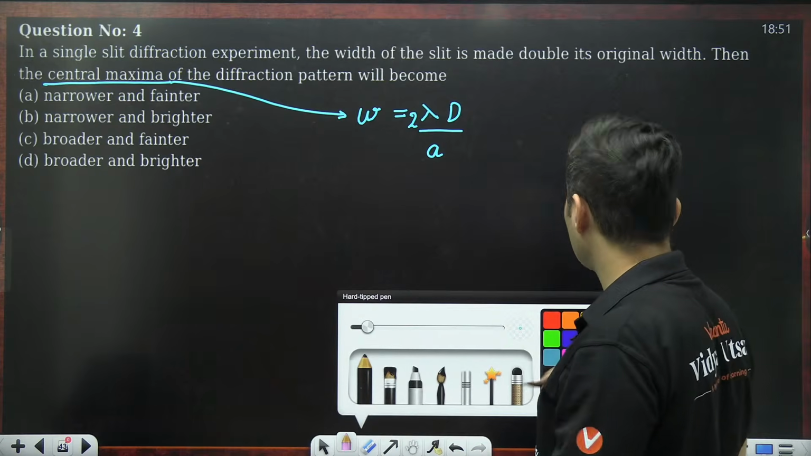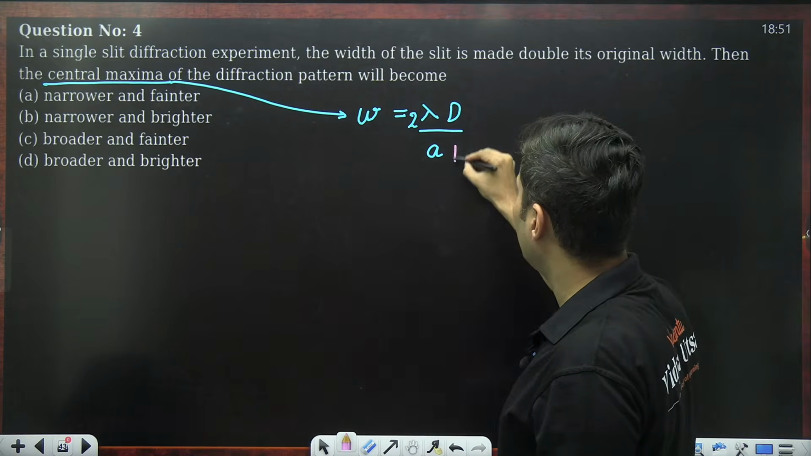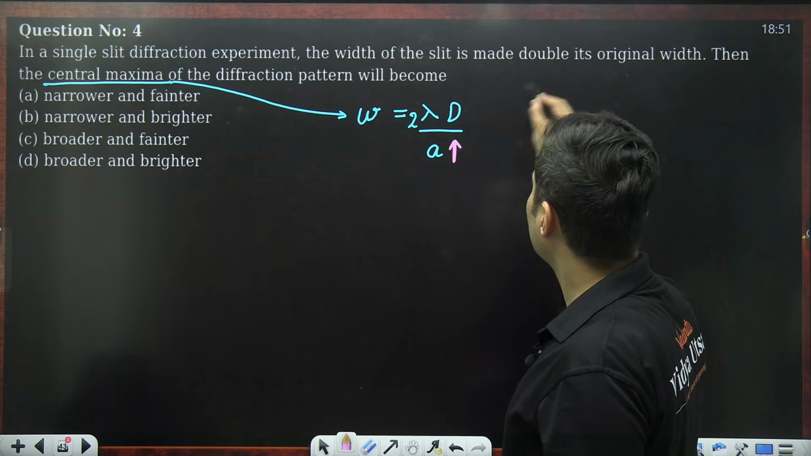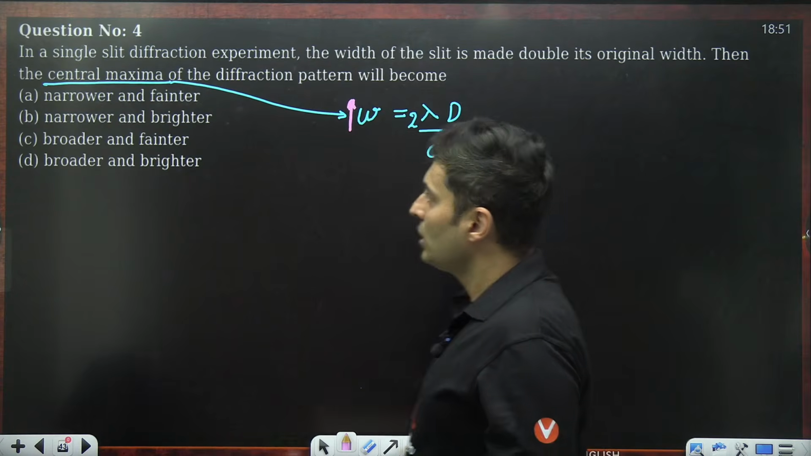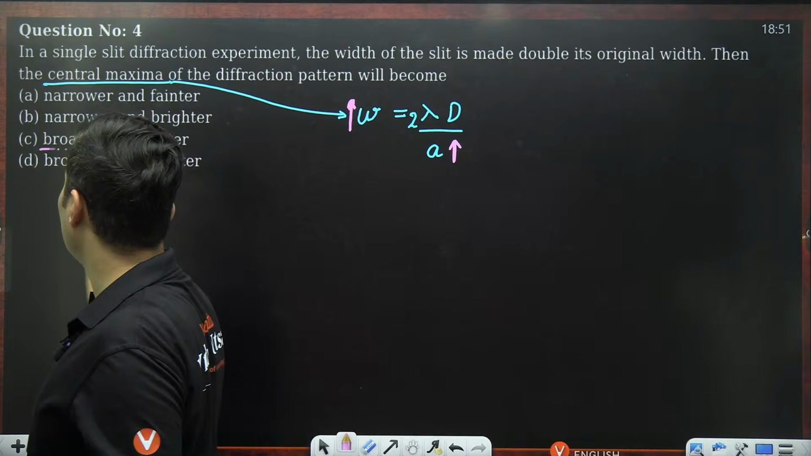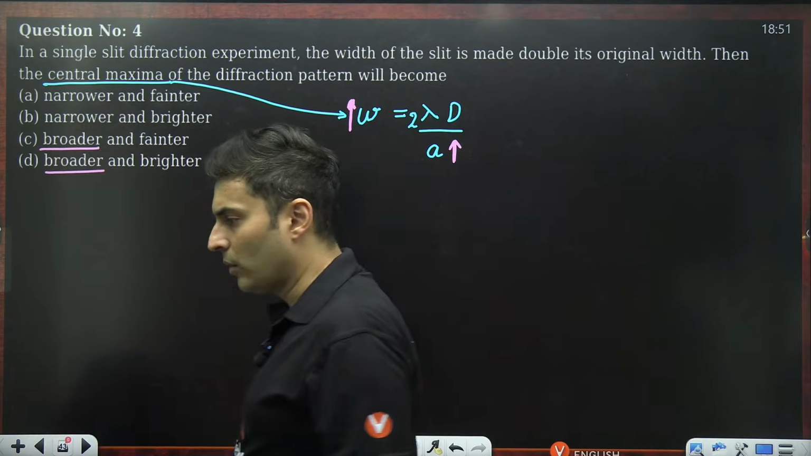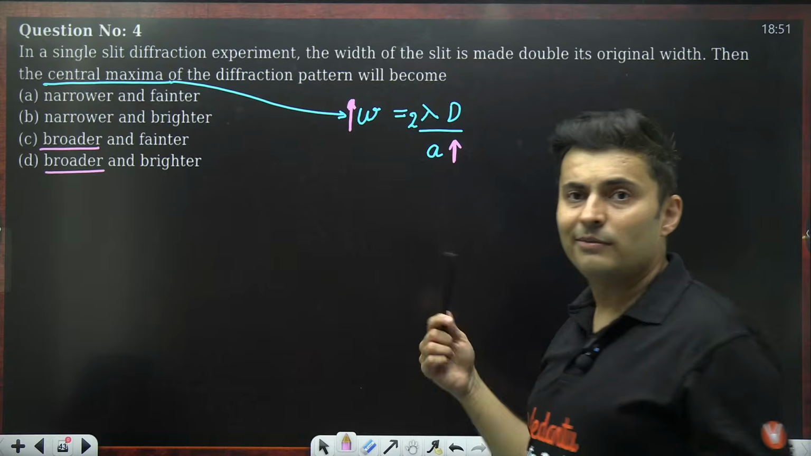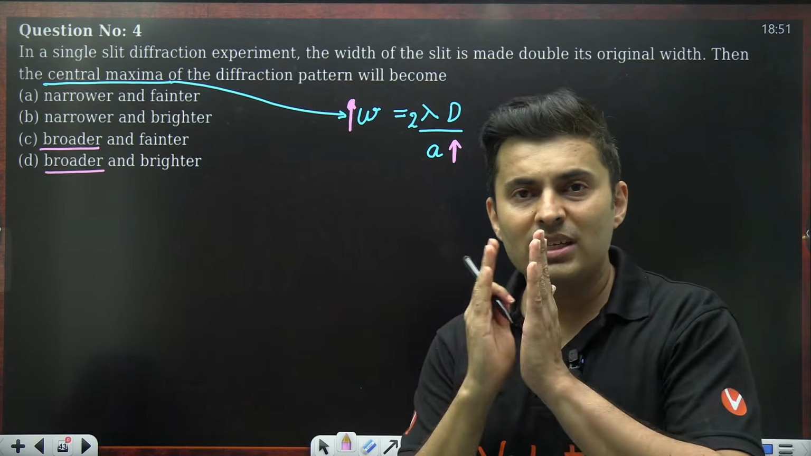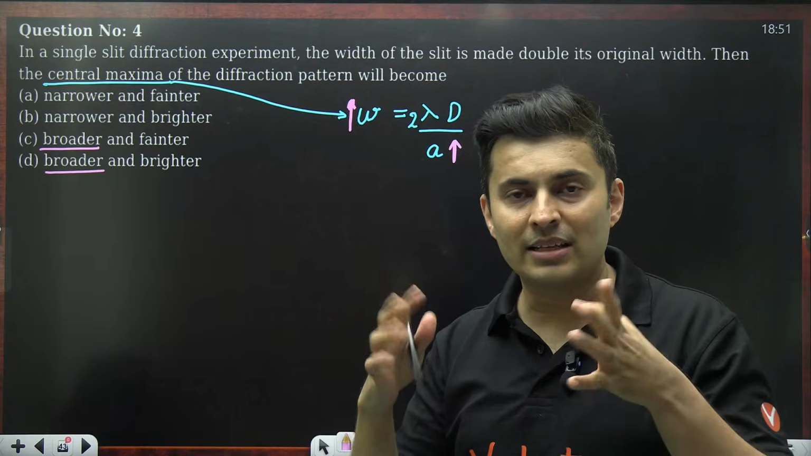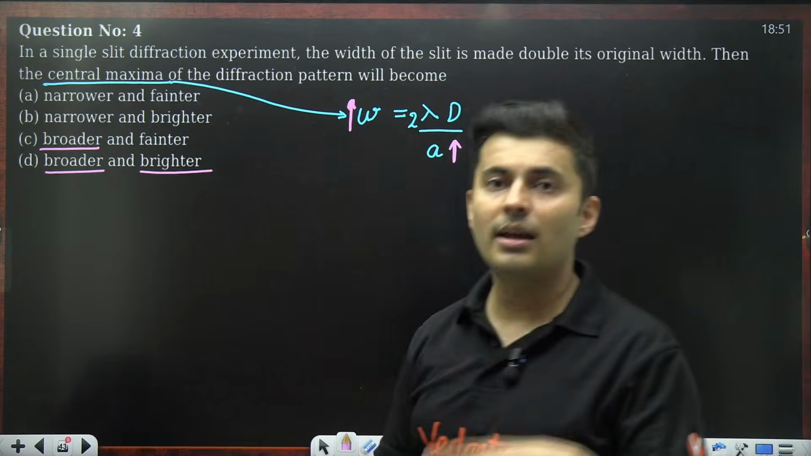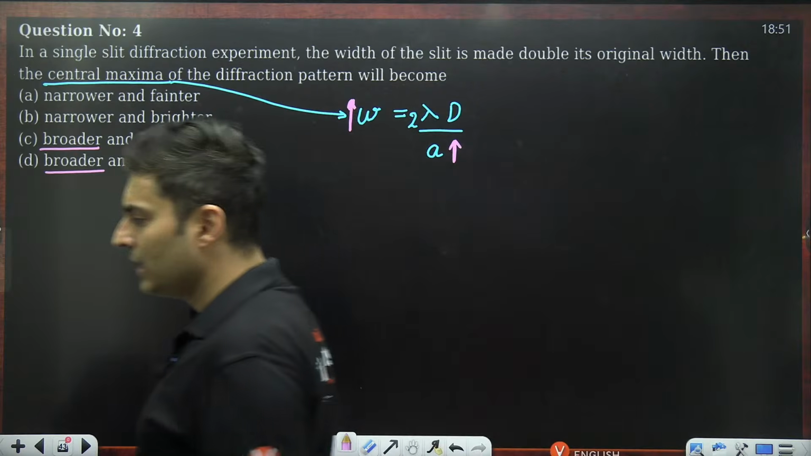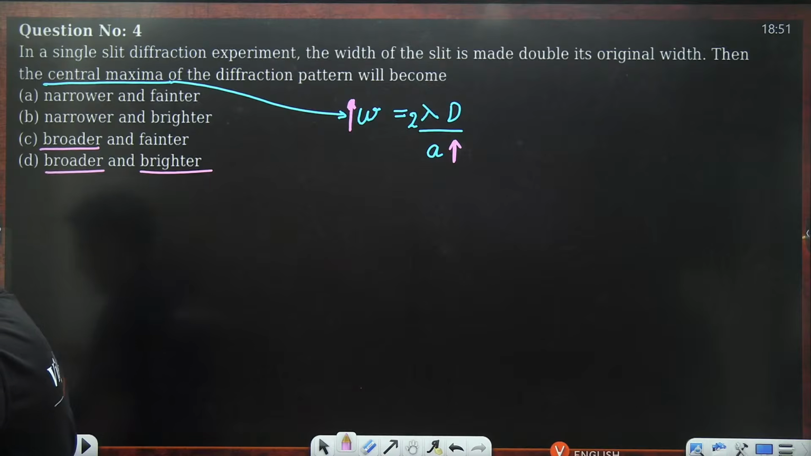So in this particular question, what have you made? The slit is made double its size. So what will happen to the width? So width will also double. That means it will 100% be broader, not narrower. Now, whether it will become fainter or brighter, obviously the slit will become wider, more light will pass through it. So the central maxima will obviously become more bright. So hence it will become broader, as well as brighter. As simple as that. That is option number D. Yes, that is absolutely the right answer.